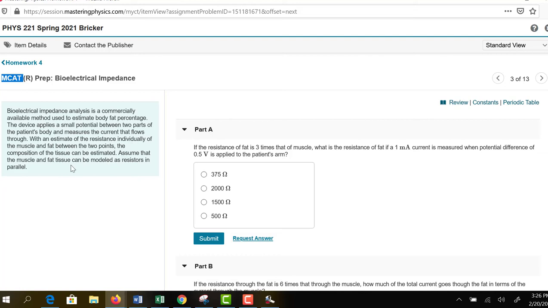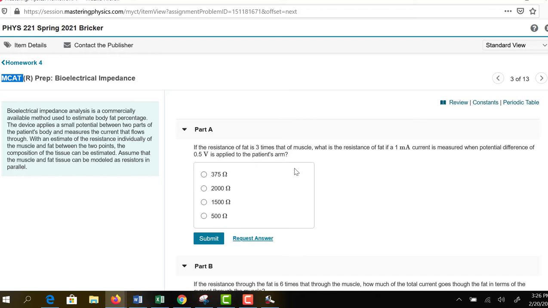Assume that the muscle and fat tissues can be modeled as resistors in parallel. Okay, so parallel resistors. If the resistance of fat is 3 times that of muscle, what is the resistance of fat if 1 milliamp of current is measured when the potential difference of 0.5 volts is applied to the patient's arm? Okay, so we basically have 0.5 volts.